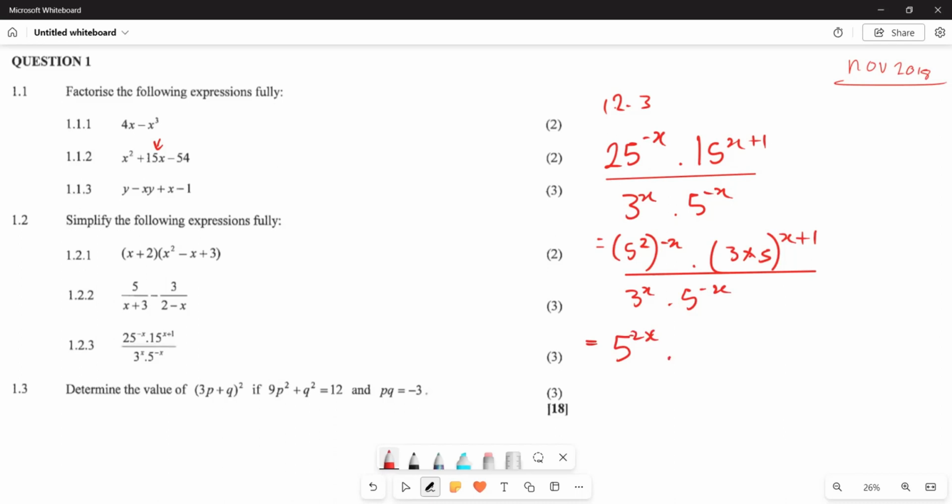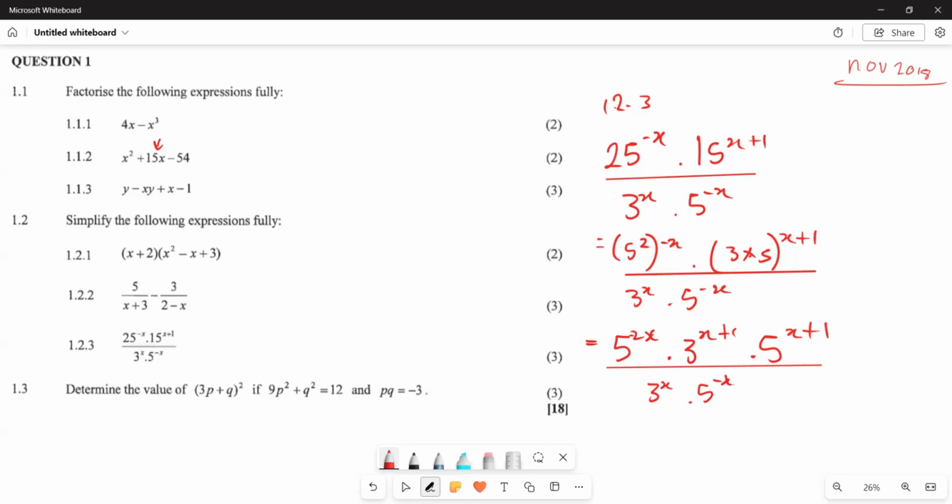And then this is going to multiply by. So now here, the 3 is going to be same as 3 to the power of x plus 1. Similarly here, this is same as 5 to the power of x plus 1. Remember, when you are multiplying both of those, the 3 and the 5 are going to get the x plus 1, right? So you are still dividing your answer by 3 to the power of x multiplied by 5 to the power of negative x, if I'm not mistaken.